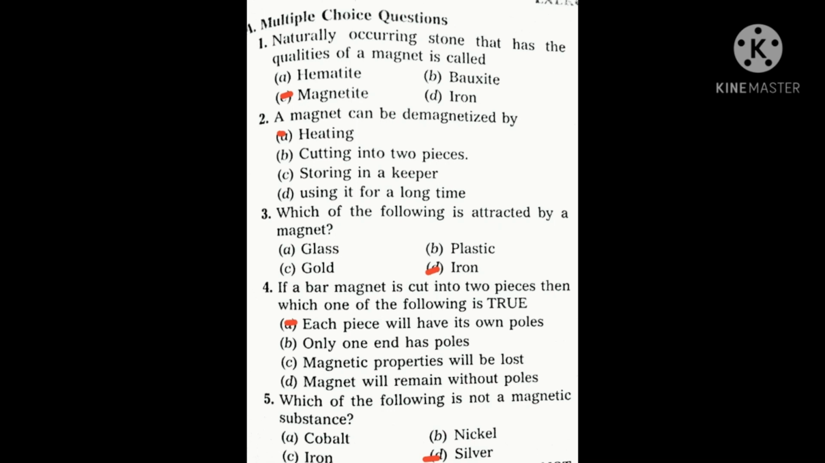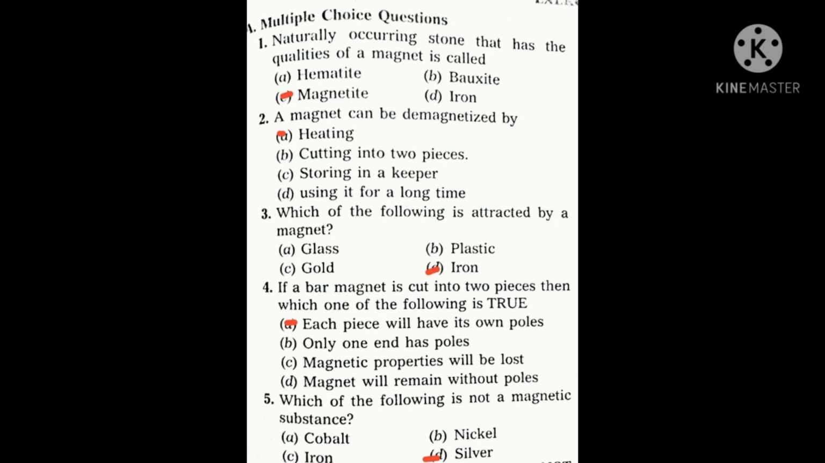Which of the following is attracted by the magnet? Glass, plastic, gold, iron. Glass, plastic, gold, these are non-magnetic materials. Iron is a magnetic material, so it is attracted toward the magnet. So the answer is iron.